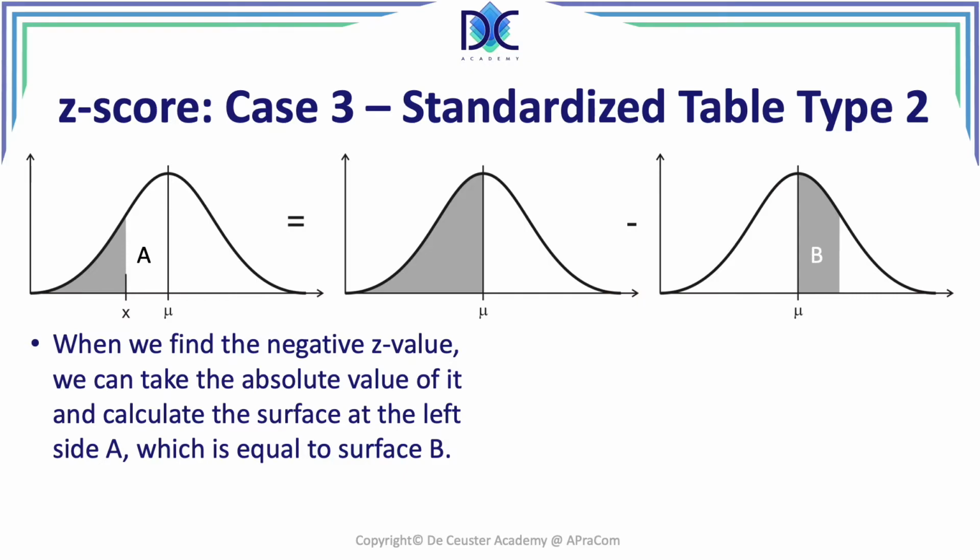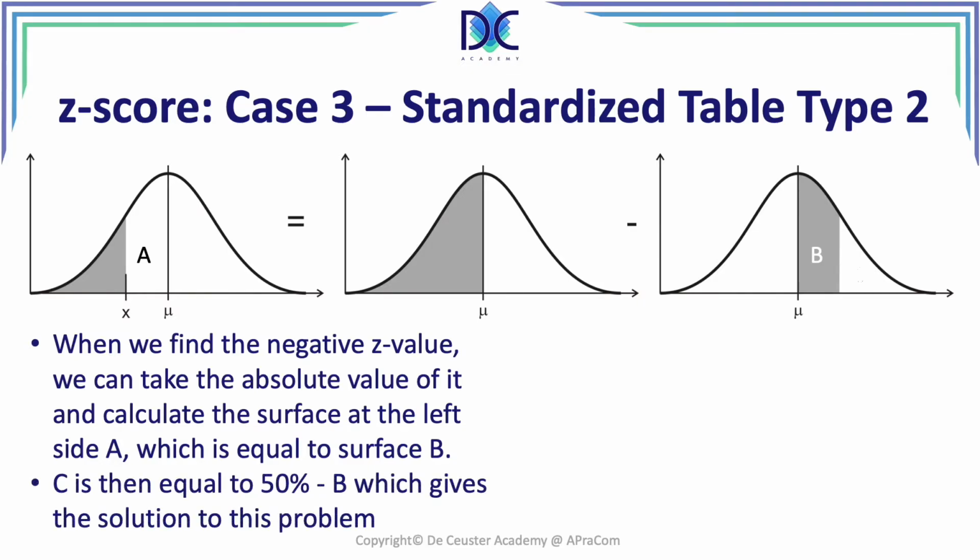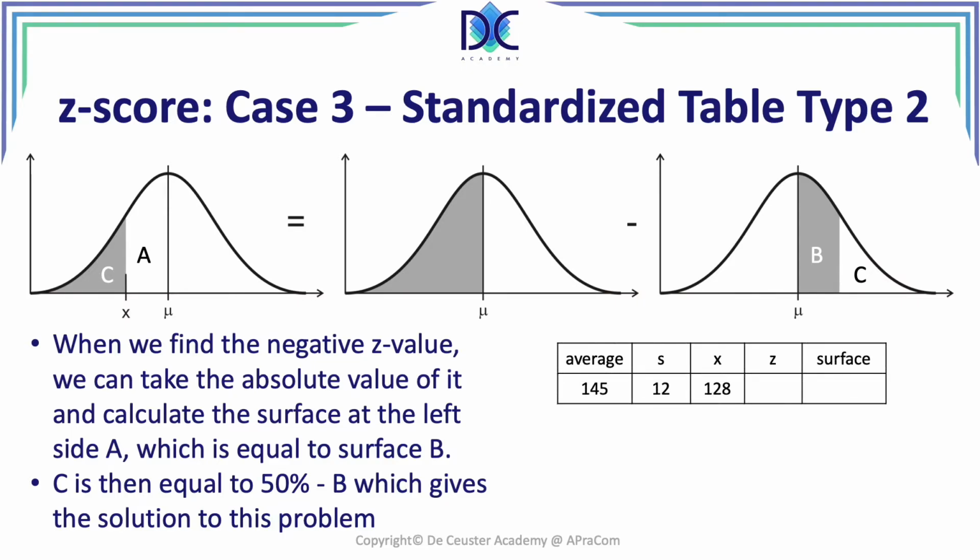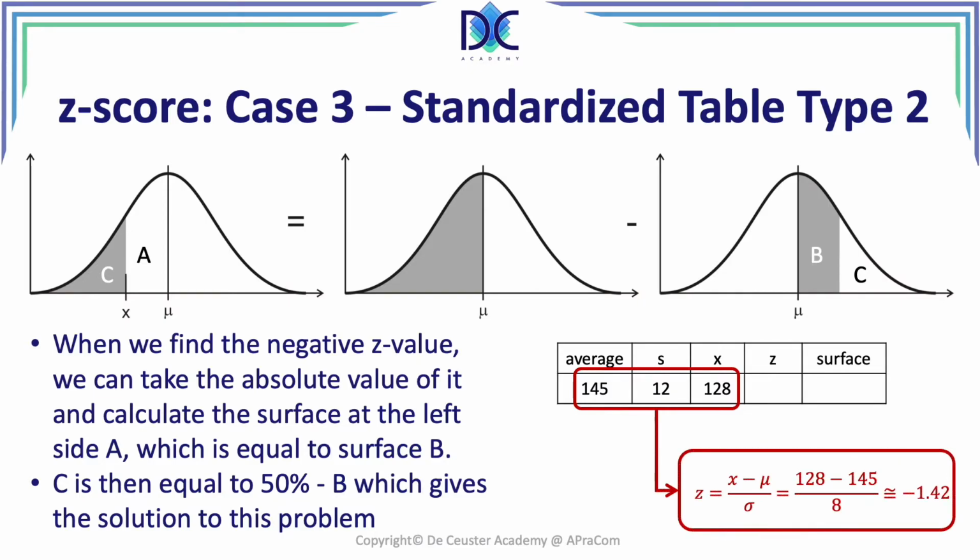So once we know the surface B, we can subtract it from the 50% and we find in fact the surface C here and in the original graph, which are basically the same surfaces. What we have to do, like I said, we have the average, the standard deviation and the x value. We find the z value based on the calculation of 128 minus 145 divided by 8, which is approximately equal to minus 1.42. I limited to 2 decimals.